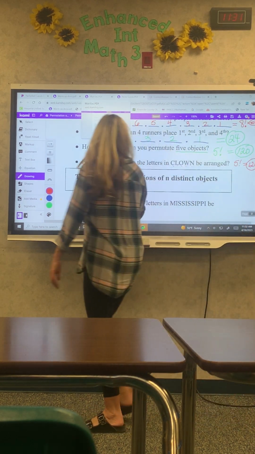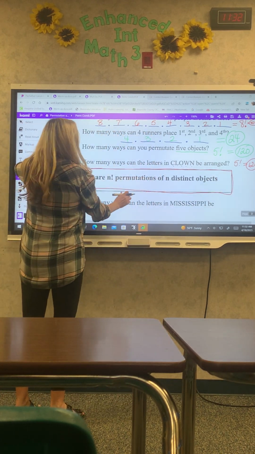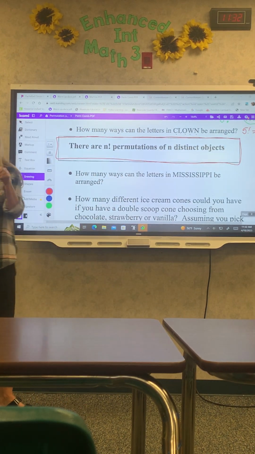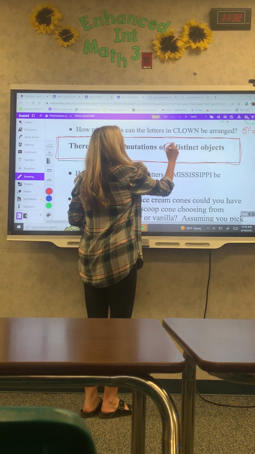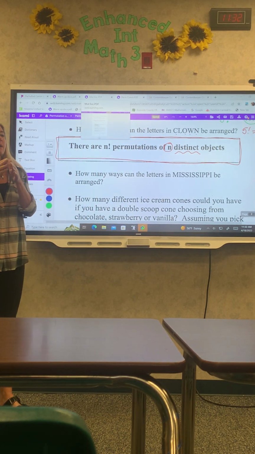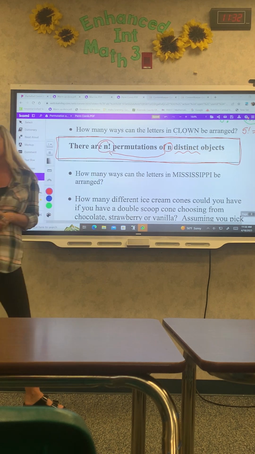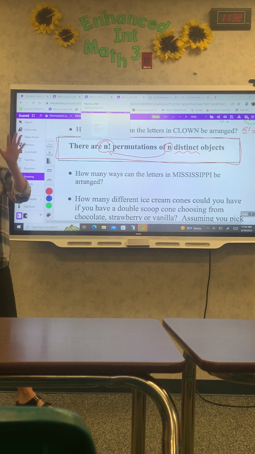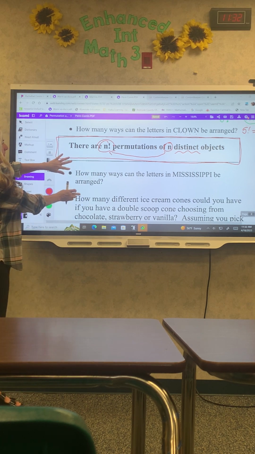Okay, so it says right here, if you're doing a permutation where order matters, and you have n distinct objects, so they have to be different, okay? It's always gonna be n factorial. So if it was 5 objects, 5 factorial. If it's 8 objects, it's 8 factorial. Right?